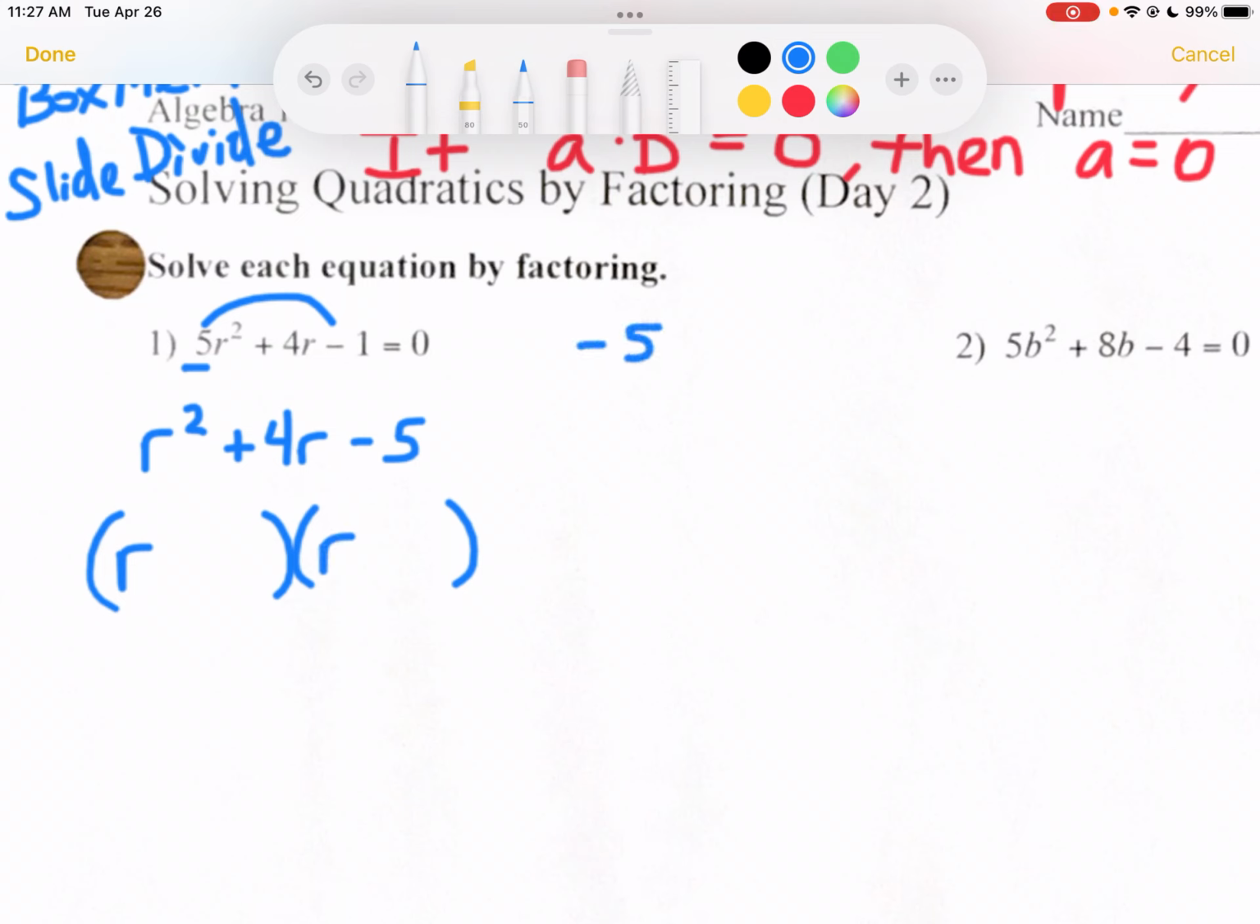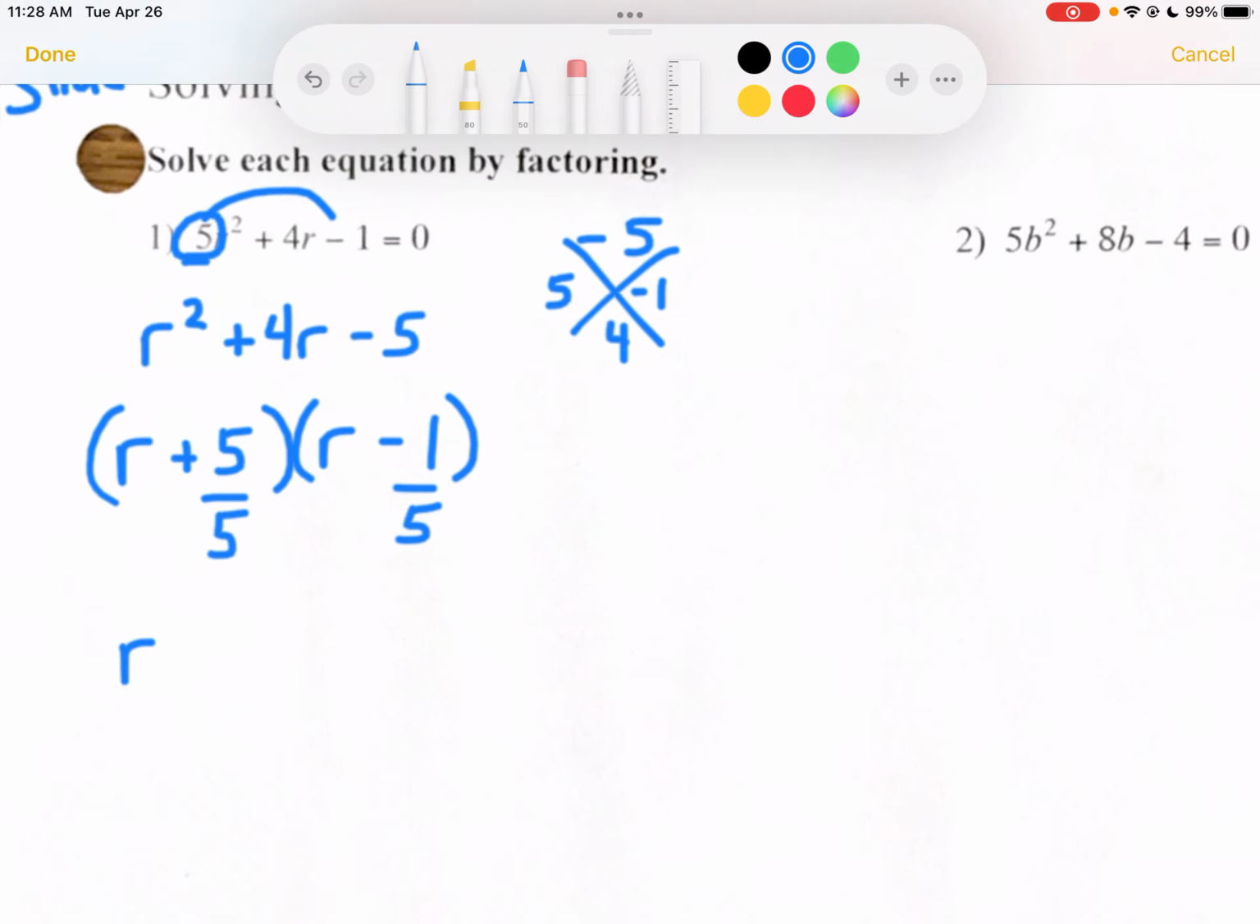If it helps you, you can do the x up here. You know that it's got to be 5 times 1 to get 5, in this case negative 5. So if you do 5 times negative 1, you get 4 when you add them. So let's say we have r plus 5 and r minus 1. And then remember, you've got to divide now with that 5. So bring that 5 back down.